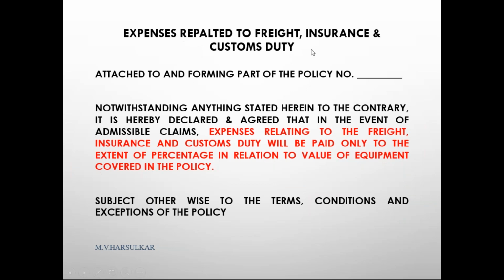Then expenses related to freight, insurance and custom duty. Again, modification of basis of indemnity. This is specifically an endorsement by TSC. So expenses relating to freight, insurance and custom duty will be paid only to the extent of a percentage in relation to the value of equipment covered in the policy. This is what I am referring to. Although the policy says this, a specific endorsement also needs to be attached, and that is given in the tariff. So to the extent it is included in the sum insured, you are not to pay anything more.